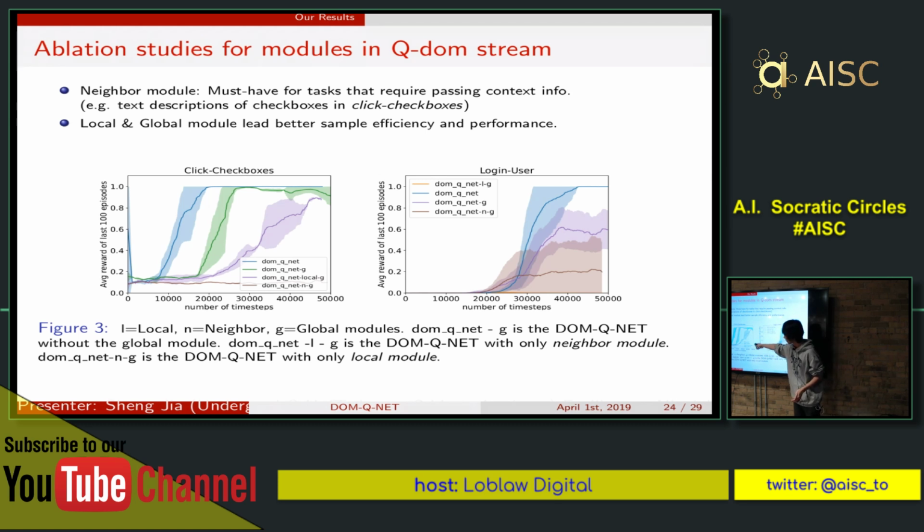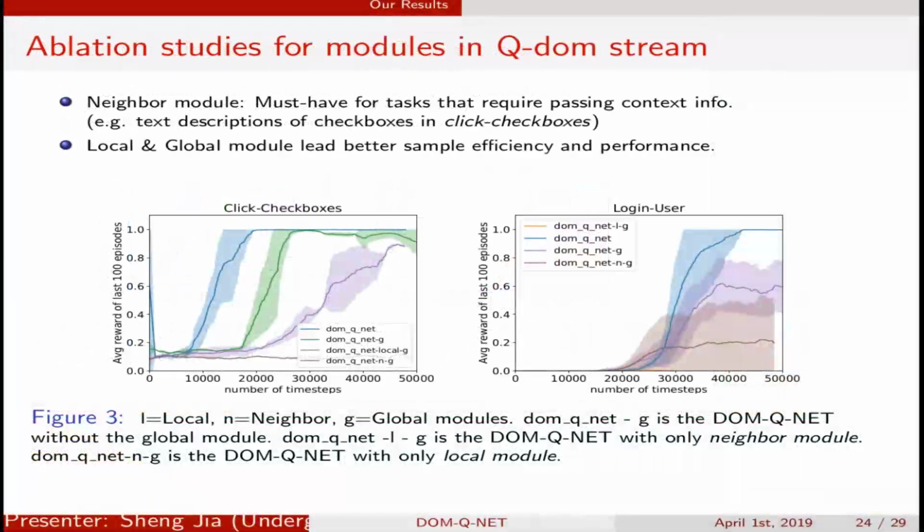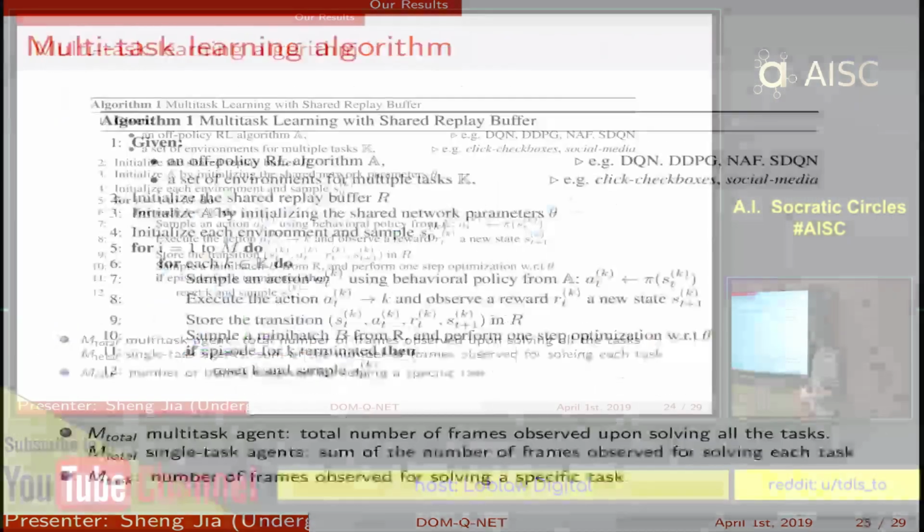I'm not sure if you can see this right now, but basically minus means we take that module out. If we take out the neighbor module, the brown curve, then we weren't able to solve it. For the other local and global modules, we also investigated them and saw that only the blue curve, which has all three modules, successfully solves those tasks with much fewer samples, and even with better performance for this task, for example.